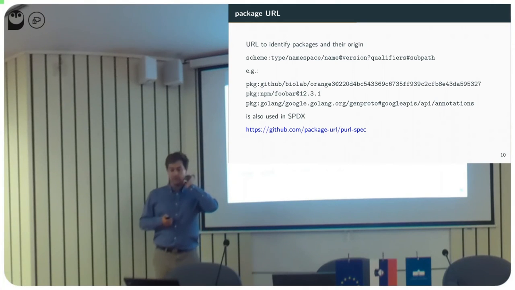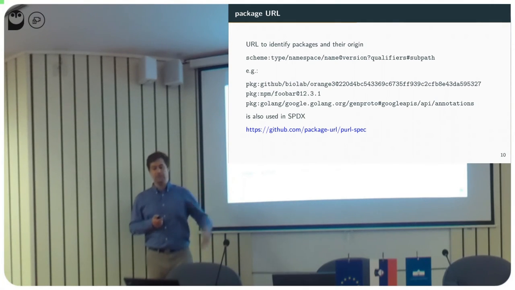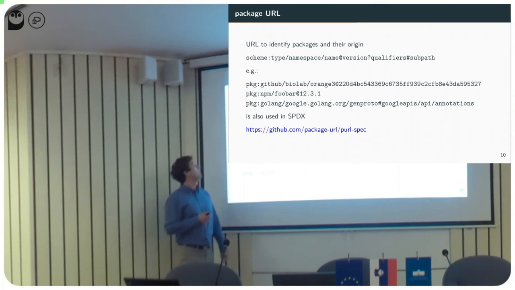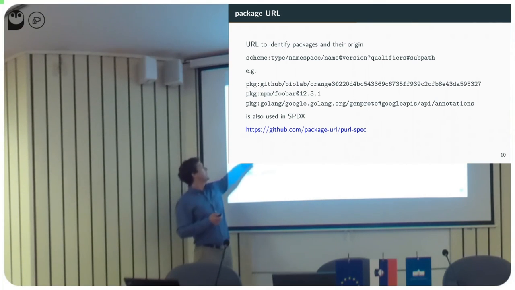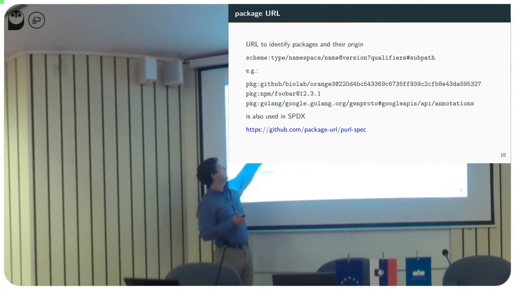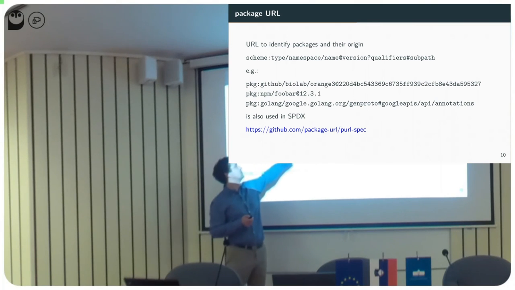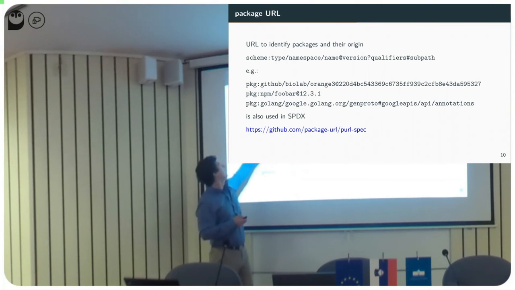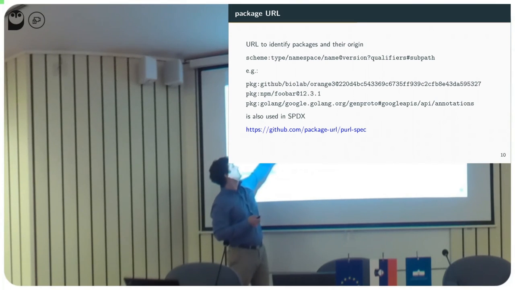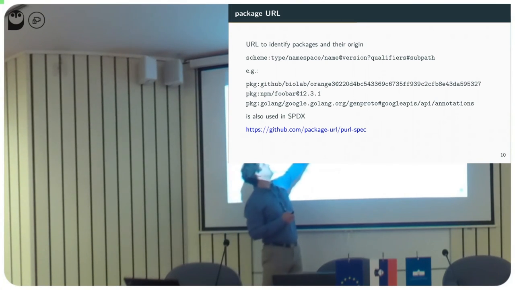So PURL fixes that by having a syntax schema. For example, in this case, this was a package that was taken from the NPM package manager. The package is called foobar, and its version is 12.3.1. And in this case, I got it from GitHub, from the organization BioLab. The repository is called Orange3, and it's this commit.